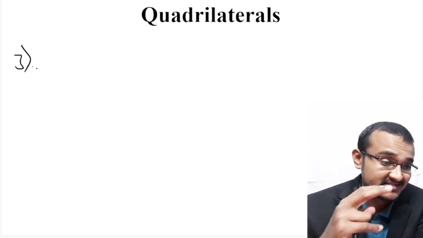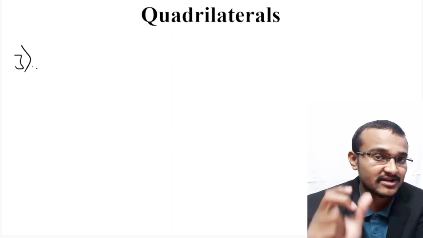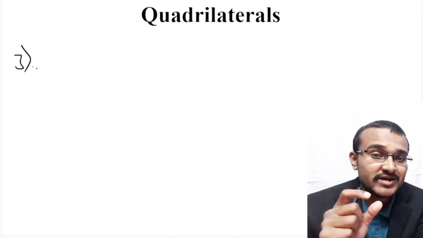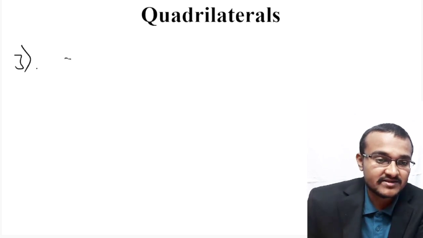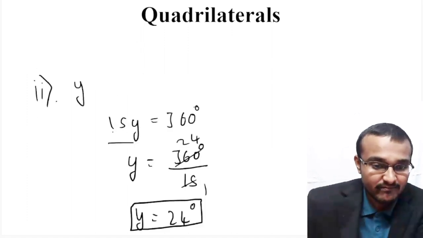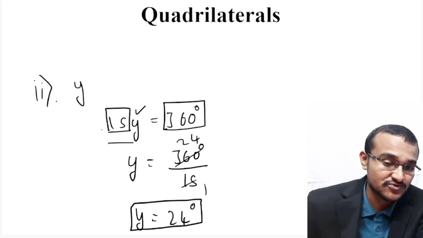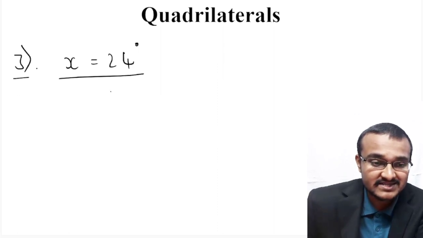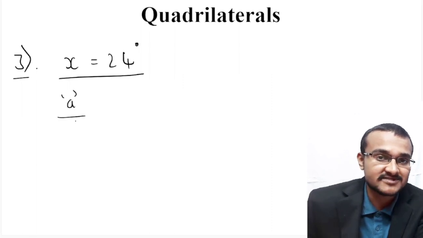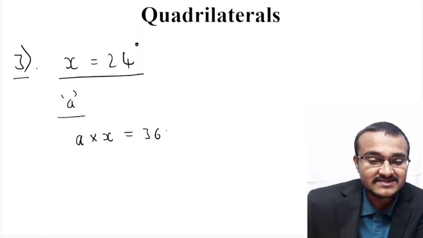Coming to the third question, they have actually asked the reverse of the second question. Here they have given the exterior angle of a regular polygon, which is equal to 24 degree. Now you should find how many sides are there in this particular regular polygon. In the previous problem, I have shown that the number of sides multiplied with the exterior angle gives 360 degree, because this is a regular polygon. So here also in the third problem, let A be the number of sides. Then A multiplied with this exterior angle will give 360 degree as your answer.